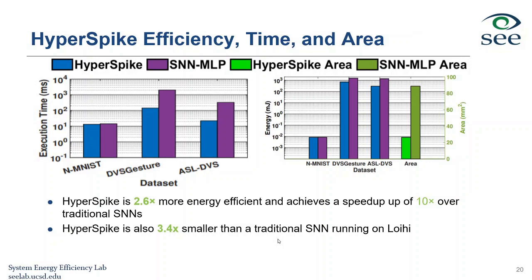Here we compare the energy, execution time, and area of HyperSpike to our baseline SNN. Note that the y-axes are in log scale, so the differences are larger than they appear. But as the graphs show, HyperSpike is 2.6 times more energy efficient and achieves a speed up of 10 times over the traditional SNNs. HyperSpike is also 3.4 times smaller than a traditional SNN running on Loihi because we only use the first layer and also use the smaller hyperdimensional computing as our classifier.